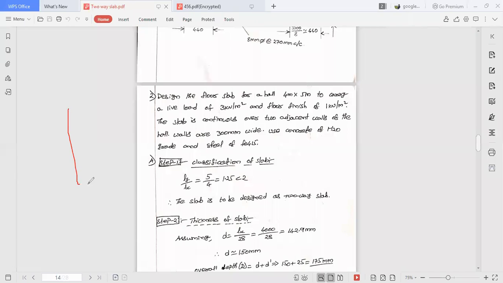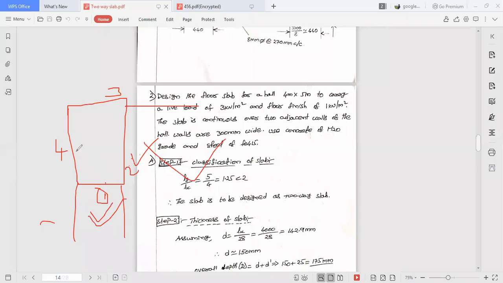First let me draw a rectangular slab. In that, let us assume 1, 2, 3, 4. These are the edges, 4 edges. And in the question they said that two adjacent edges continuous. Let us assume 1 and 2. These two are continuous. On each side there is a slab. Okay. On these two sides there is a slab. But these two adjacent edges are discontinuous. That means these two edges are discontinuous.